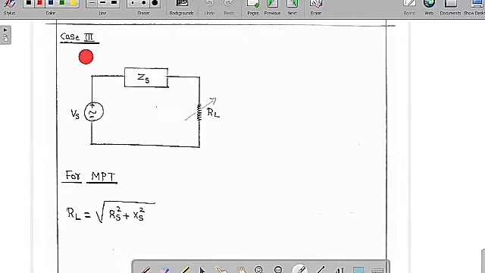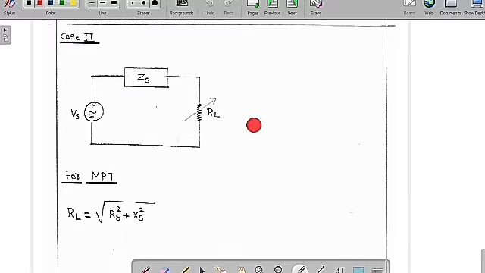Now we are going to discuss another condition. Suppose the same practical AC voltage source, and now we keep only RL as a variable. There is no XL, meaning XL is equal to 0. I have already told you the formula, which is RL equal to under root of Rs square plus XL whole square.